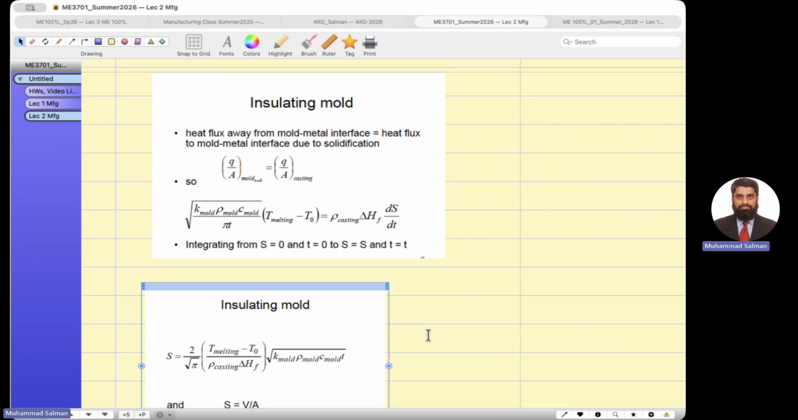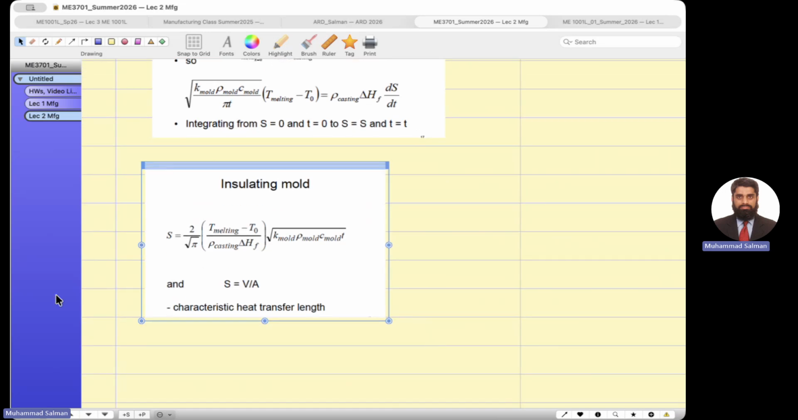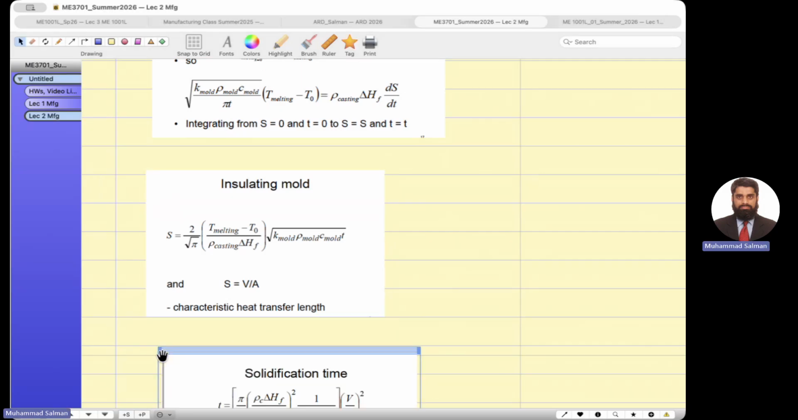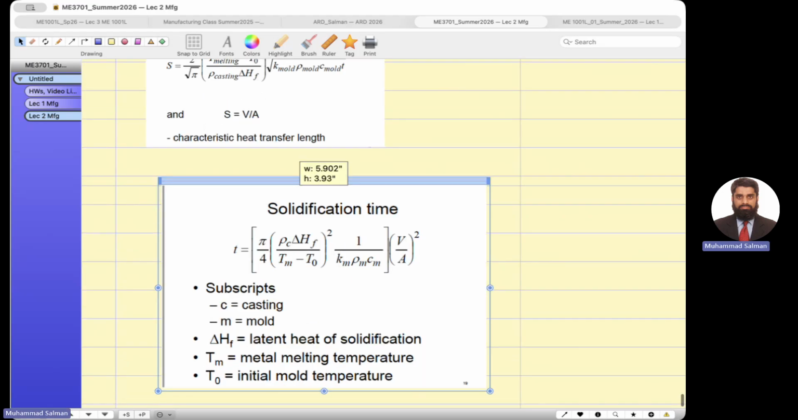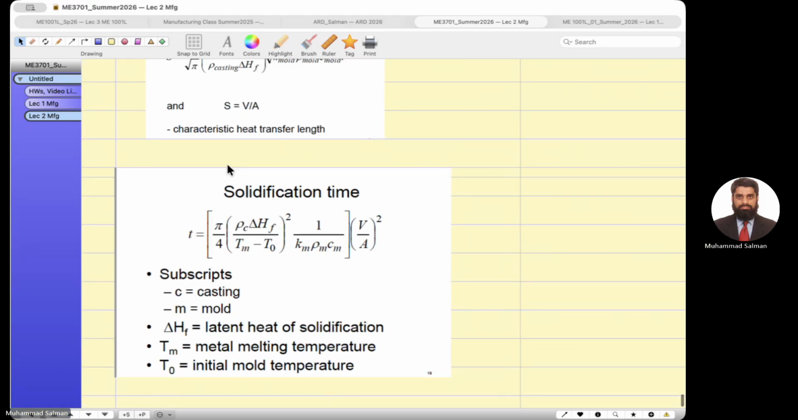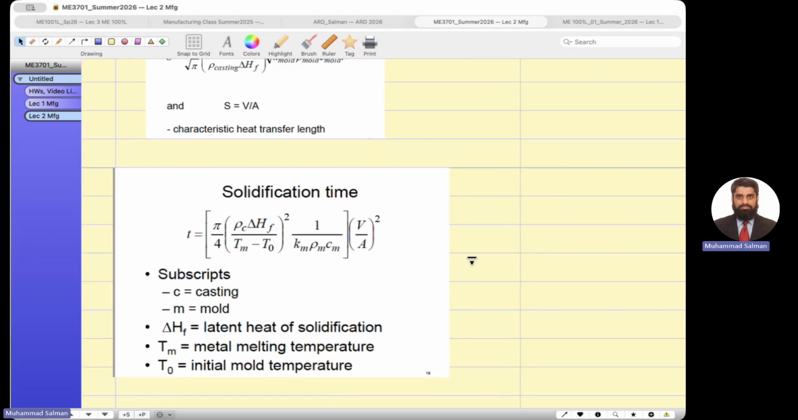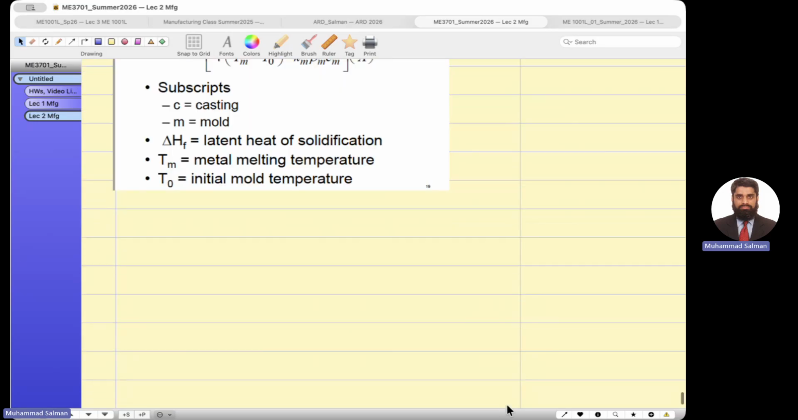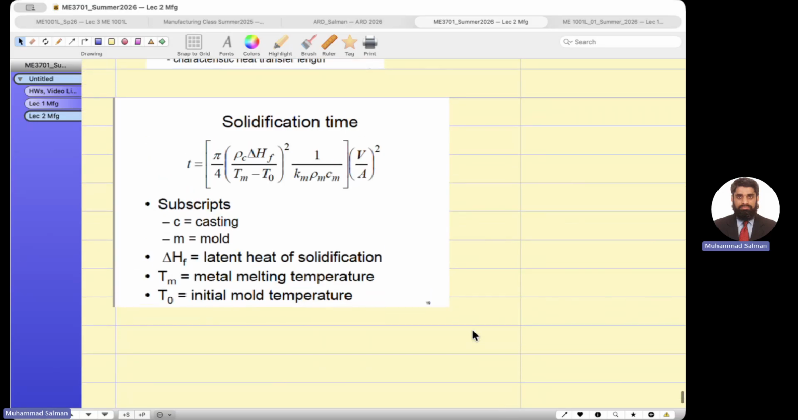S stands for V over A, the characteristic heat transfer length. Yes, this is the formula. Please note down this formula in your formula sheet. Time required to solidify molten metal inside the sand mold.